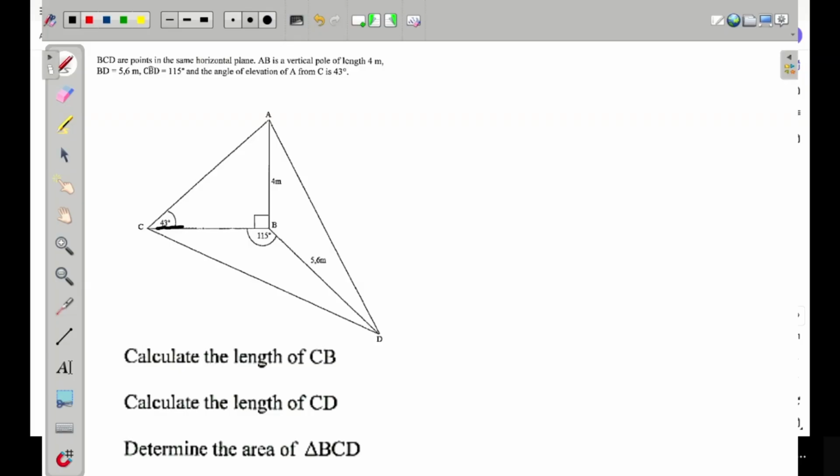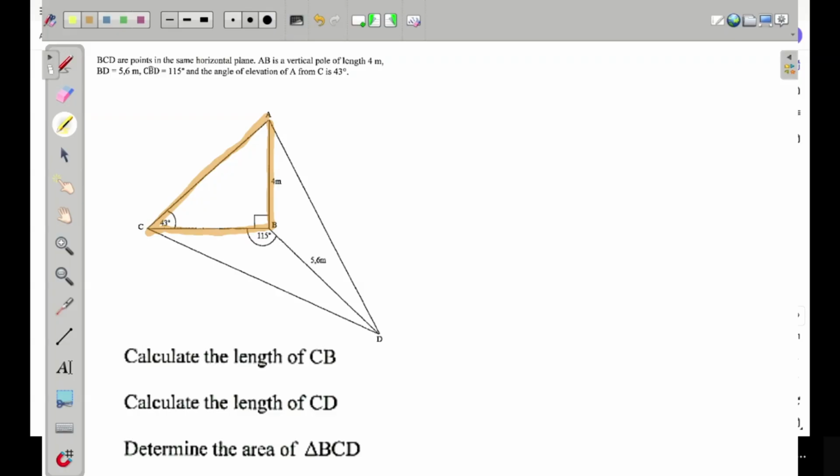CB is this side here. Now, earlier on, when I was revising right-angled triangles, I told you that to solve a right-angled triangle, you either need 2 angles and a side given, or 1 angle and 2 sides given. So if you look at this triangle, which I have highlighted, triangle ABC, surely you have a situation of 2 angles and 1 side. So you have the 43 degrees, the right angle, 90 degrees, and the 4 meter.